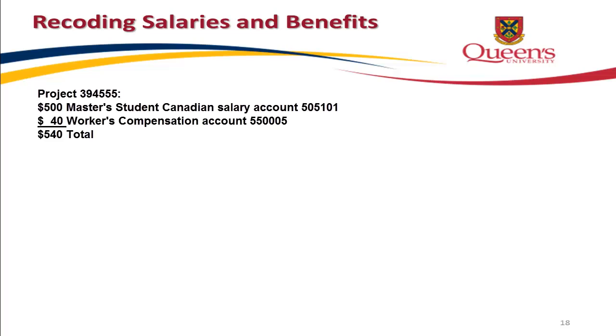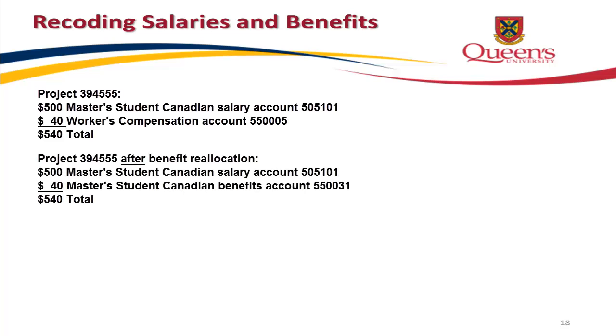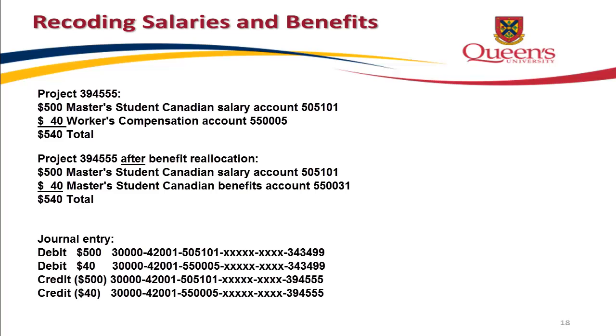Once the benefit allocation process is run, the benefits totaling $40 will be reallocated from account 550005 to account 550031, Master Student Canadian Benefits, all within Project 394555. Now let's suppose at a later date these expenses were being recoded to another project. We'll assume a journal entry was processed to recode expenses from Project 394555 to 343499 using the following accounts.